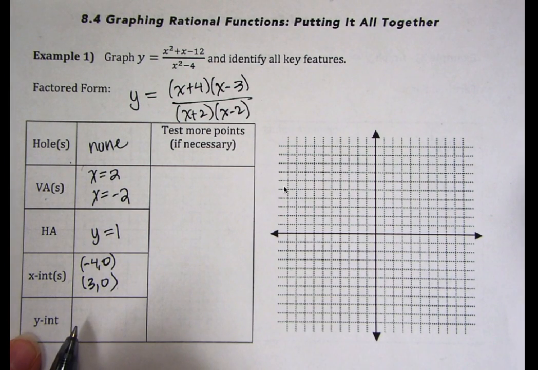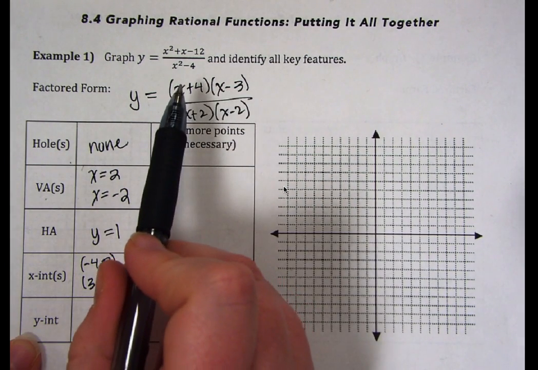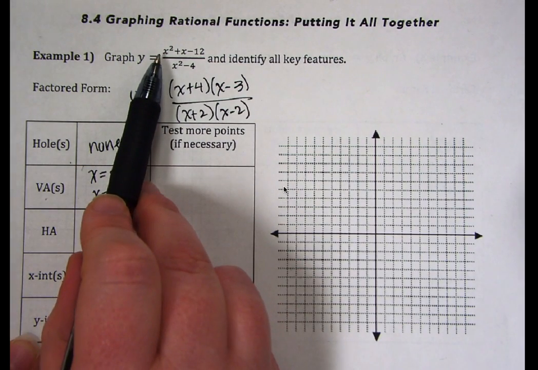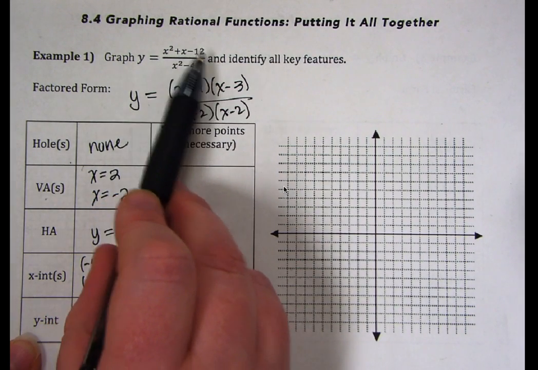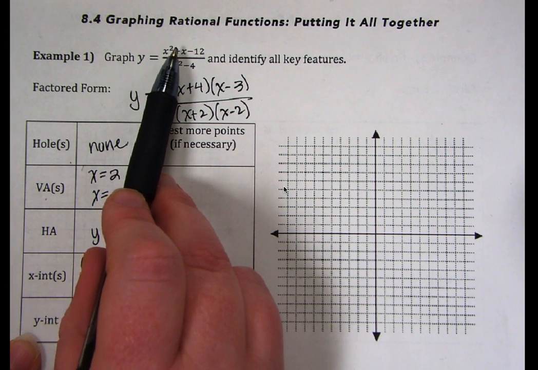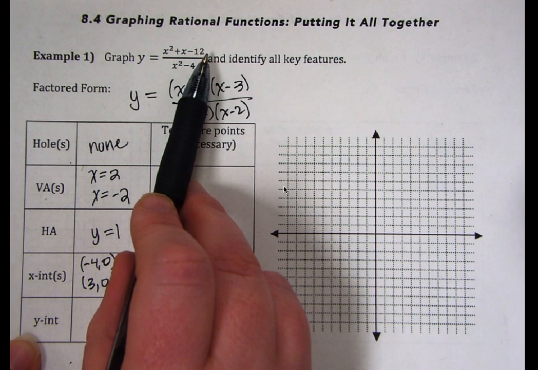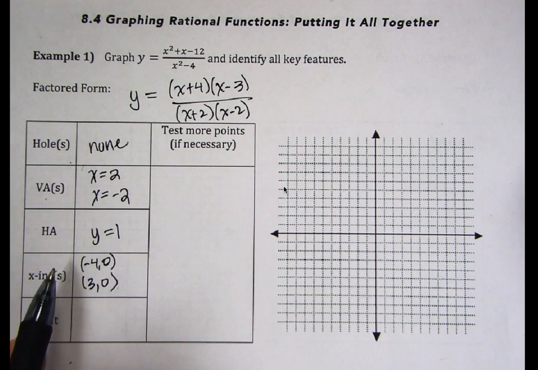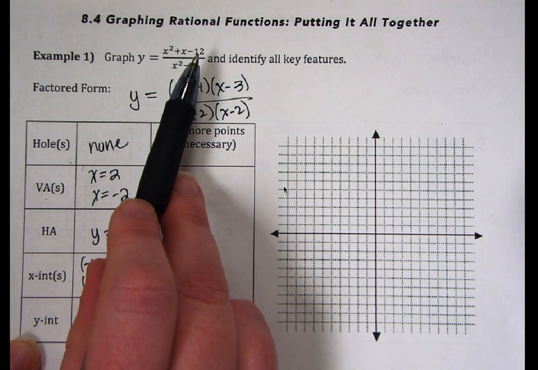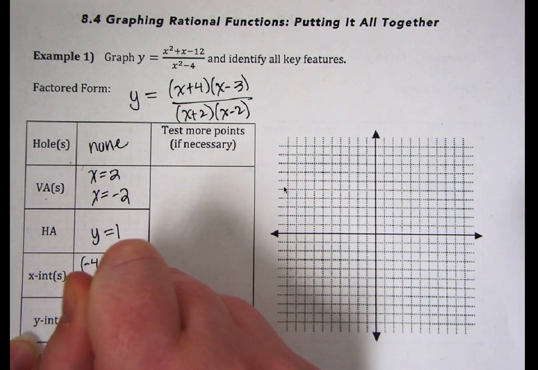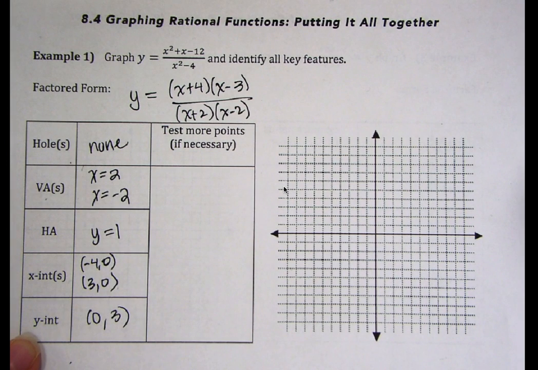To find our y-intercept, we put 0 in for x, and then simplify. You can also go back to the original problem, and that's kind of what I tend to do because the terms with the x just kind of cancel once you plug in a 0, and you're left with just dividing the constants to get the y-intercept. So negative 12 divided by negative 4 is 3. So our y-intercept is 0, 3.